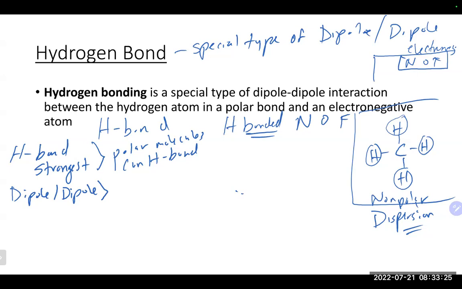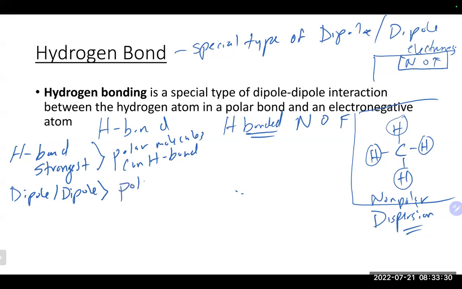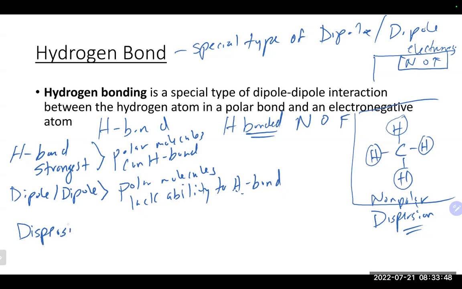So this is polar molecules that lack the ability to hydrogen bond. And lastly here, we have our dispersion forces, which are really for nonpolar molecules. And obviously, it's that temporary interaction. So that is the weakest here.